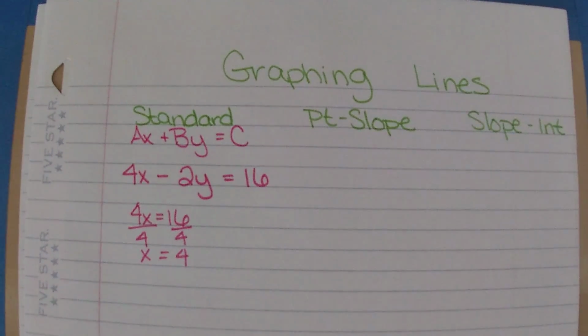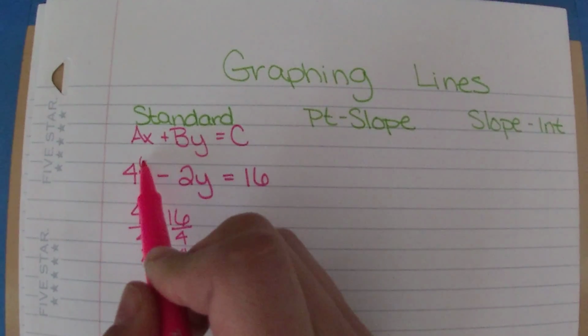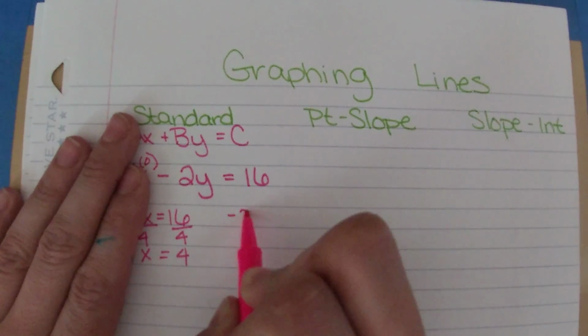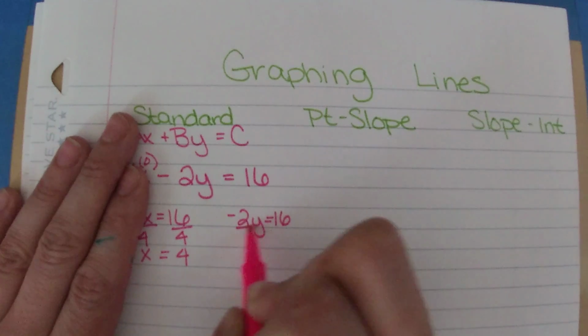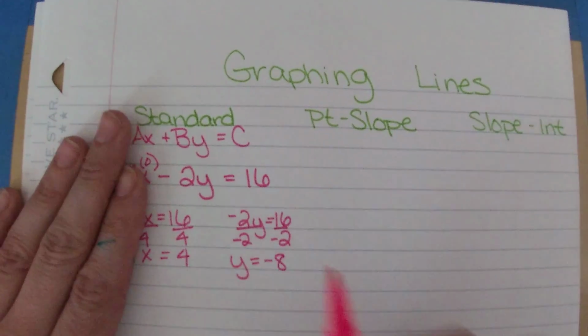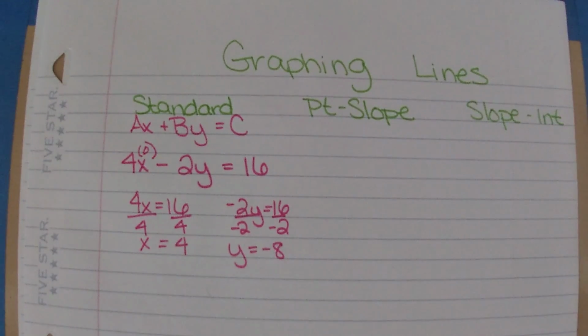Okay, and then flip-flop if we want to find the y-intercept, right? We're plugging in 0 for x, and 4 times 0 is 0, and we're left with negative 2y equals 16. And that is something that we can solve, and we get y equals negative 8. Okay, so standard form, we can find the x and y-intercept, and we do that by plugging in 0 and sort of ignoring the other variable and solving.